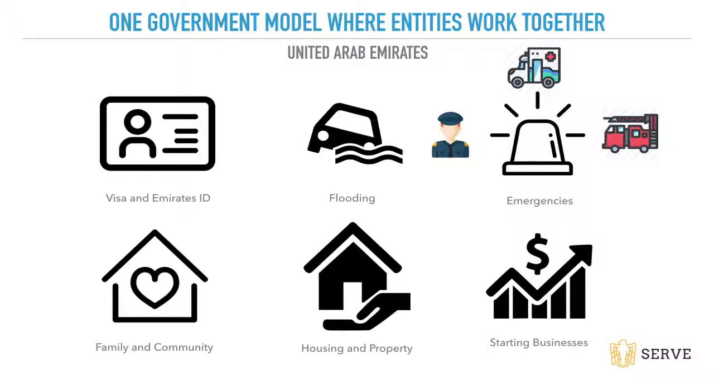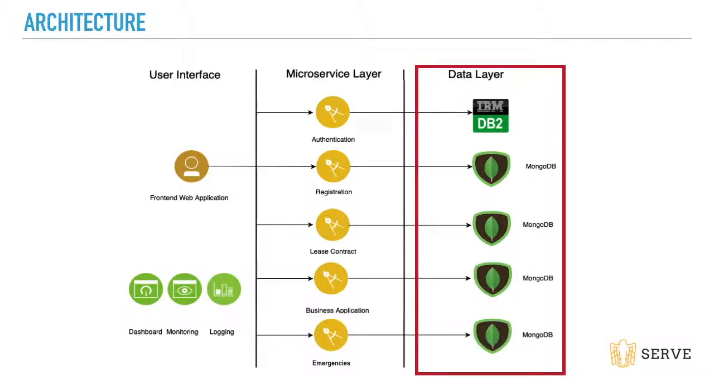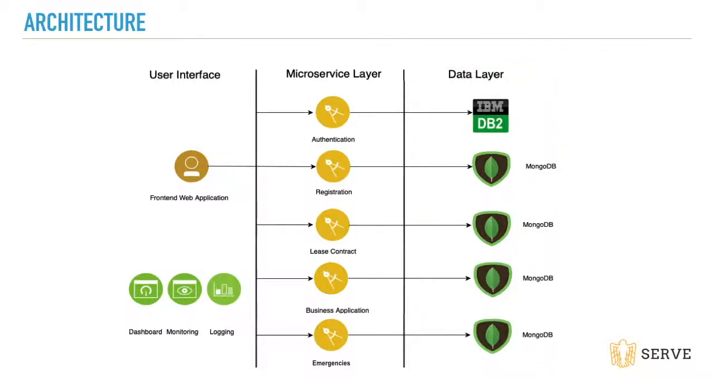So how does this all work? This is the architecture diagram for the app. So we have user interface, we have microservices layer, and data layer. So the user interacts with the web application, and then we have 5 microservices, which include user authentication in case a user signs in or signs up. Next, we have registration microservice. It's used when a user applies for a service. It can be Family and Community Service or Visa and Emirates ID renewal.